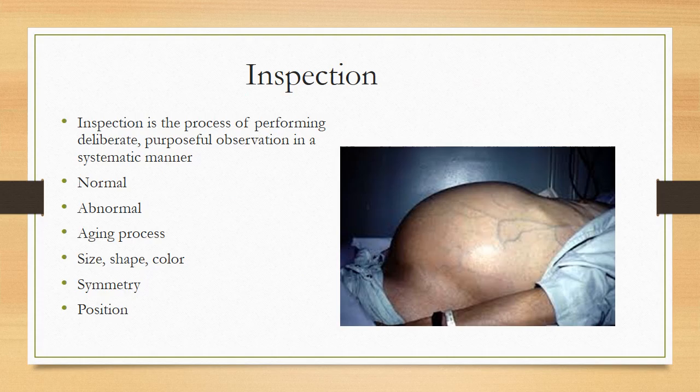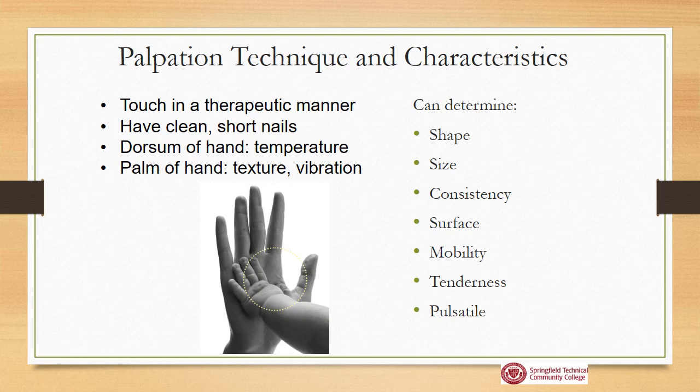So inspection is the purpose of performing deliberate, purposeful observation in a systematic manner. So if you were to look at this belly on the screen, I would say not normal. That belly has some pretty serious vasculature going on the outside. It looks terribly swollen. This patient, I wouldn't be surprised if they have some liver disease. They look like they might be a little bit yellow, a little bit jaundiced, and that abdomen, to me, just on inspection, doesn't look normal.